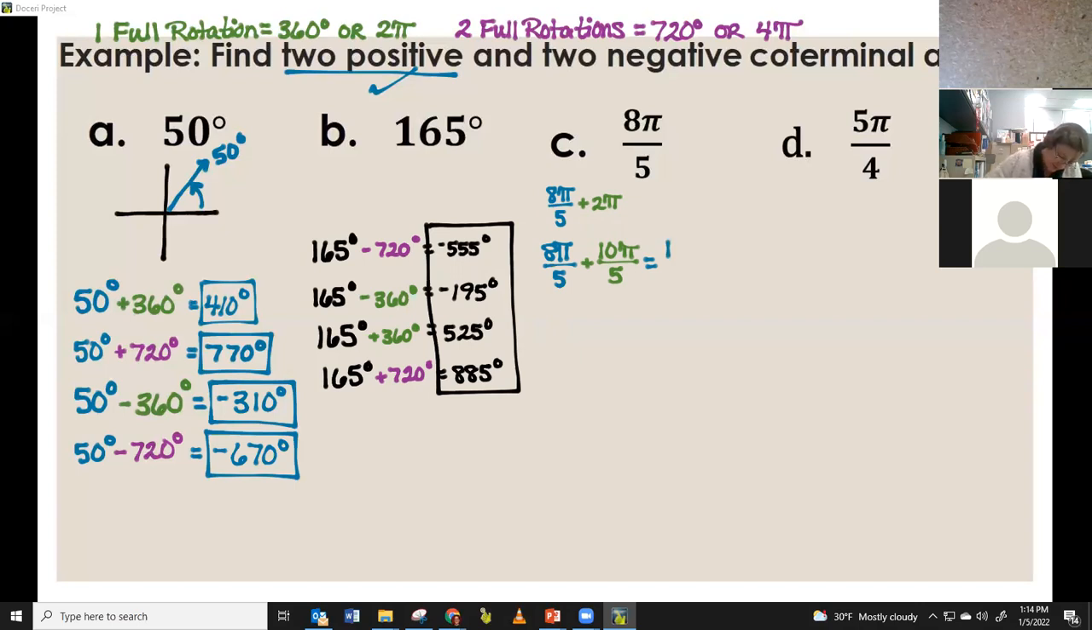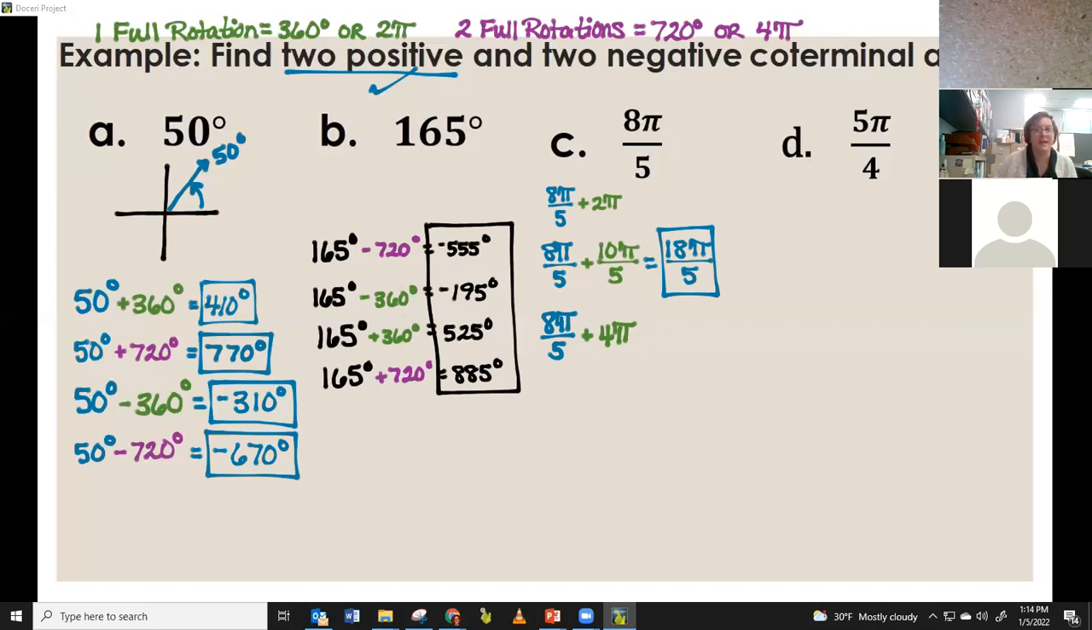(18 pi over 5). Yes. So there's one positive coterminal angle. How can I find another one? I can add 4 pi to it. 8 pi over 5 plus 4 pi. Same issue as before. Ooh, I like this.